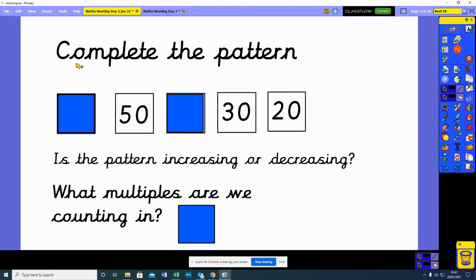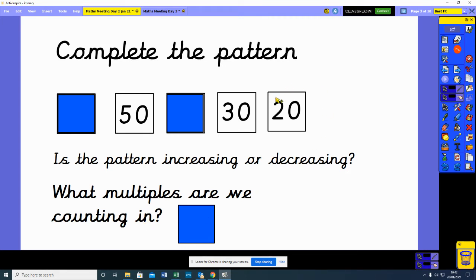Okay, we now have a pattern. We're going to complete the pattern. We're going to have a look at the numbers. So we need to look first and think about, is the pattern increasing or decreasing? So have another look. Is the pattern increasing or decreasing? Brilliant. The pattern is decreasing. Fantastic. What multiples are we counting in?